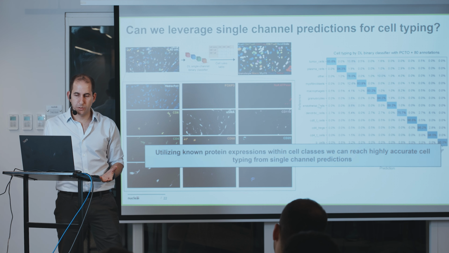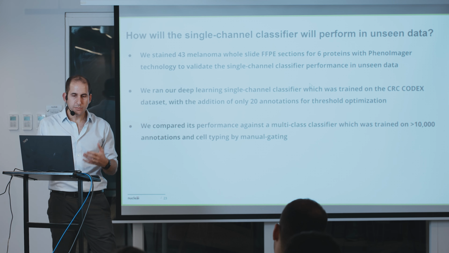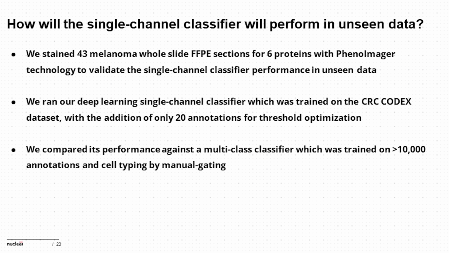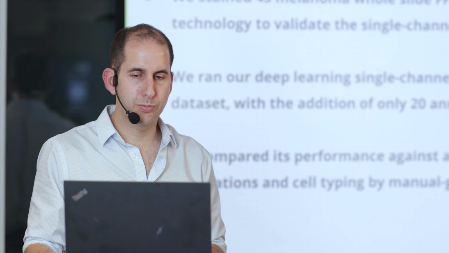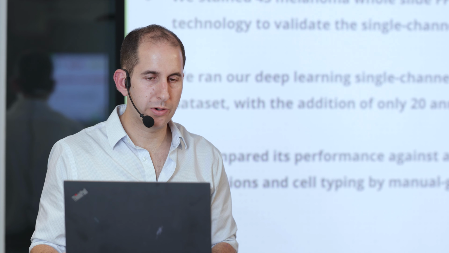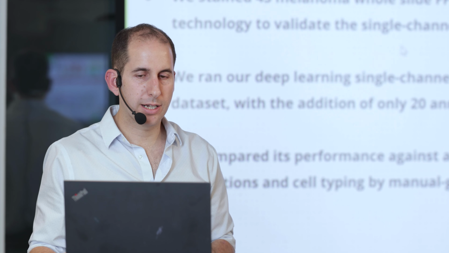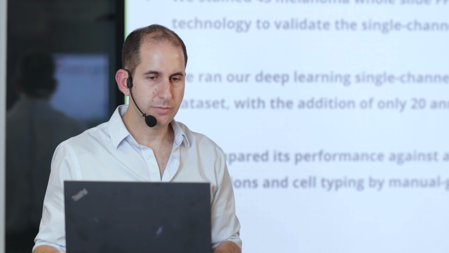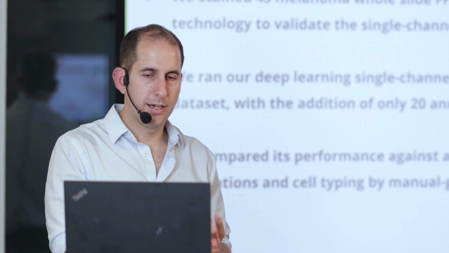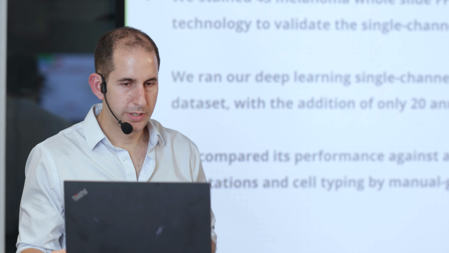And then we asked whether it will work in unseen data. So what we did is we stained 43 melanoma slides, a different tumor indication. Our model was trained on colorectal cancer patients that were stained for 6 proteins with a PhenoImager, which was previously known as Vectra Polaris, to validate the single channel classifier performance in unseen data. So we have different markers, different imaging modality, and different tumor indication.